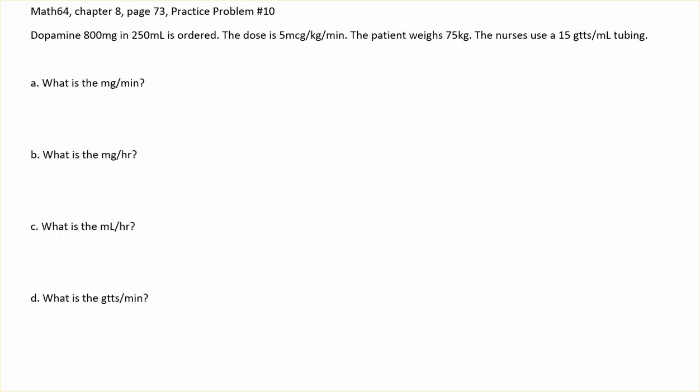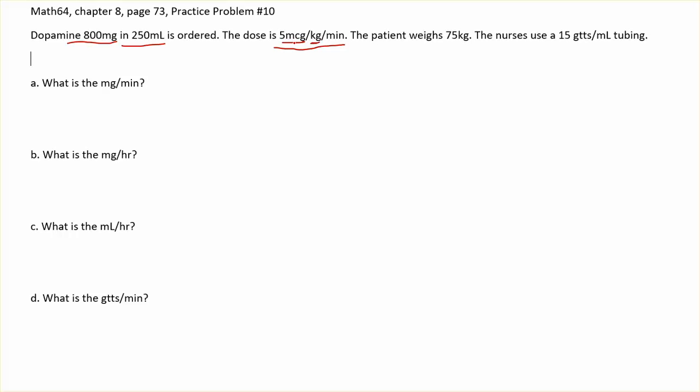I'm going to go through the steps to solve practice problem number 10, which is on page 73 of your textbook. This is for Math 64. The problem indicates a strength of 800 milligrams in 250 milliliters is what's ordered. This is the dose, and you'll notice that the units are in micrograms and there's kilograms involved here.